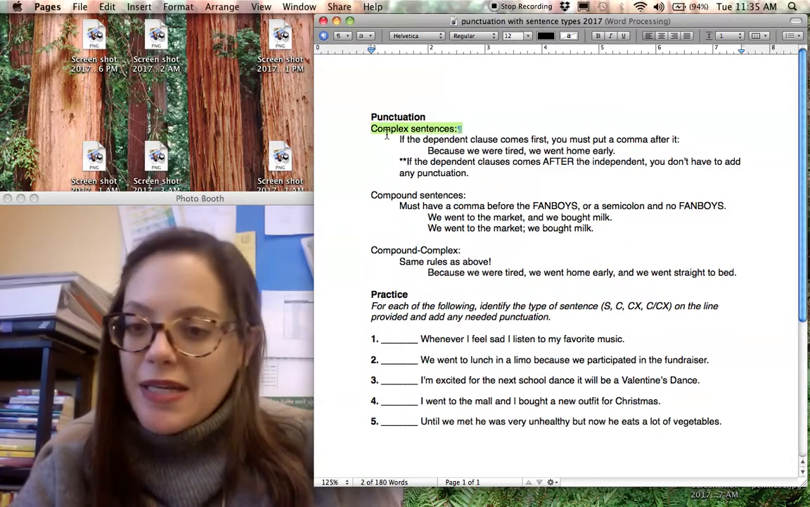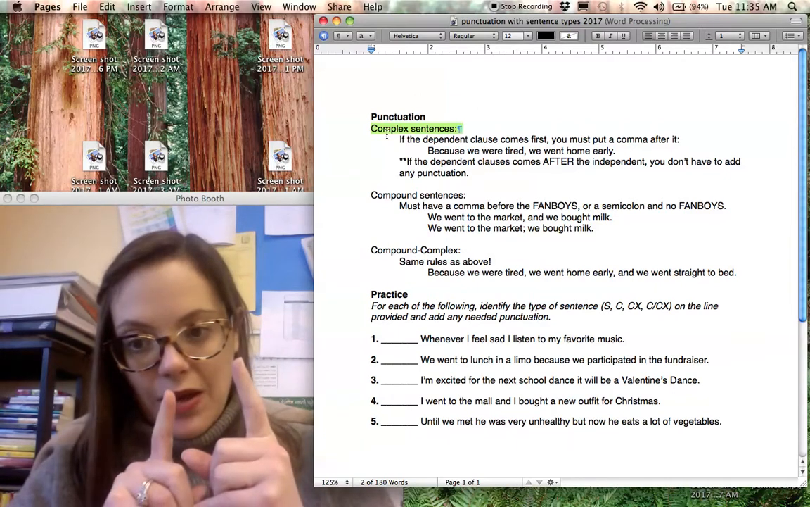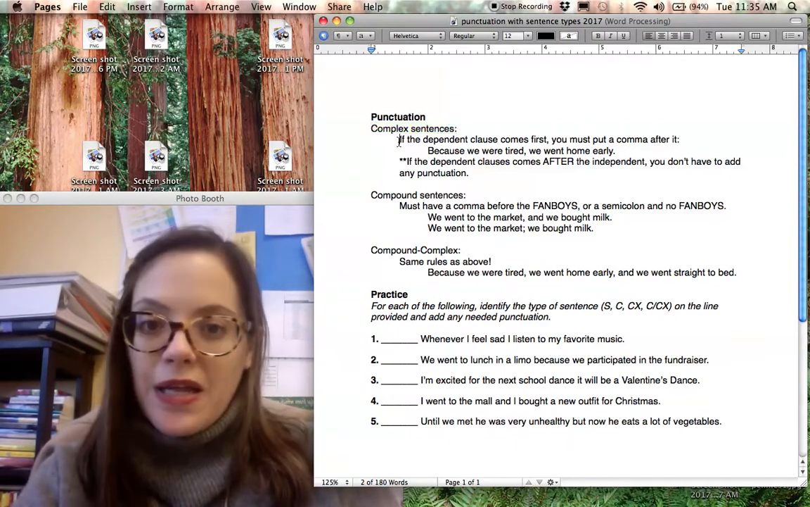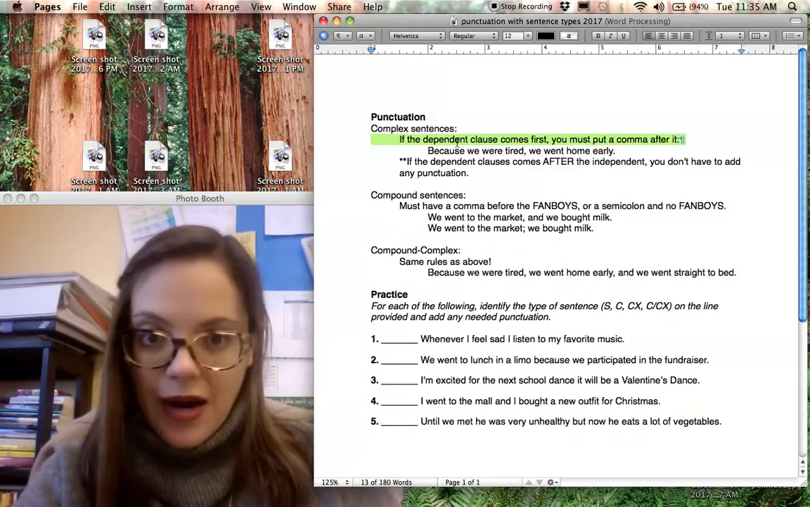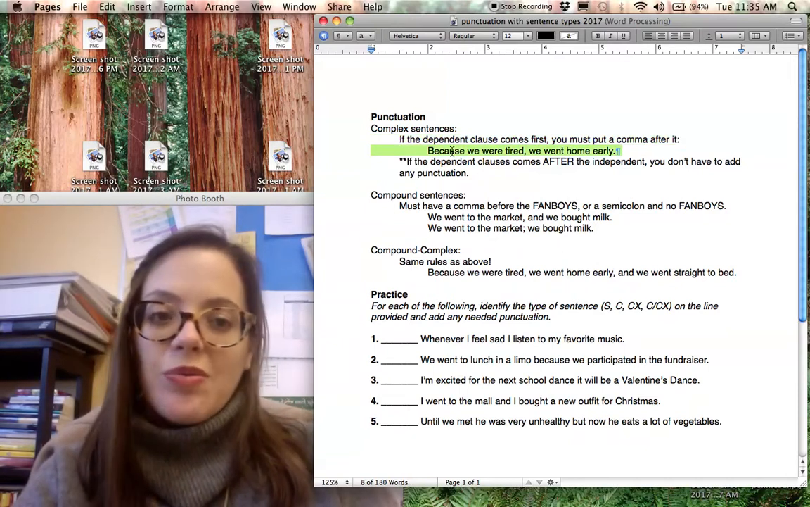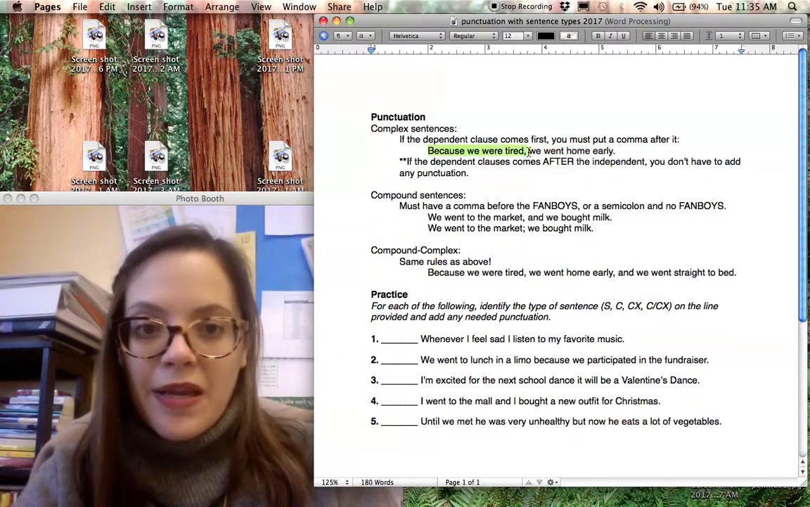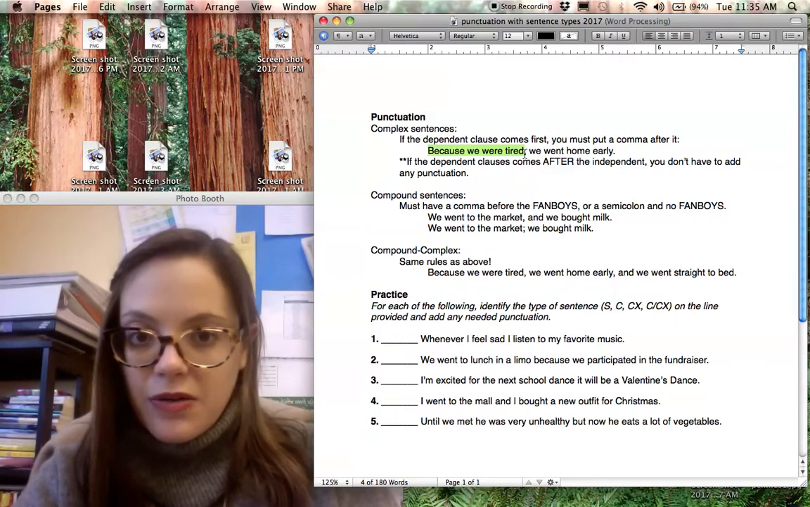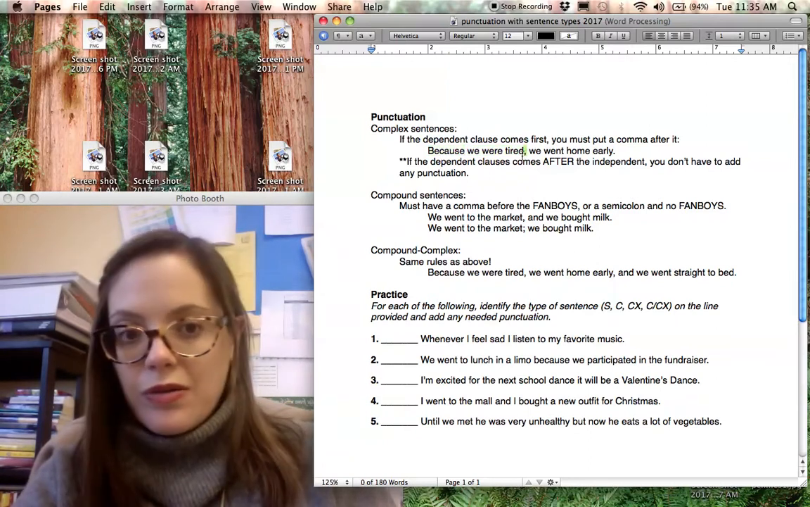Now, a complex sentence means we have one independent clause and one dependent clause. So if the dependent clause comes first, you must put a comma after it. Look at the example: Because we were tired, we went home early. Notice I put the dependent clause first. I start with that subordinating word, so I put a comma right after it.